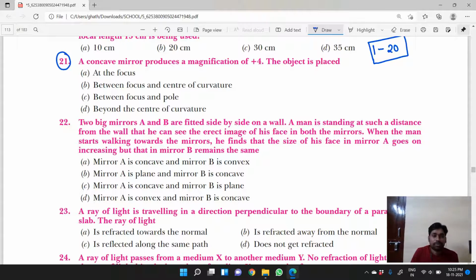So the first question, the 21st: a concave mirror produces a magnification of -4. My dear friends, I already told you, if the magnification is positive, then the type of image is virtual. And if the magnification is greater than +1, then it is a virtual and magnified image.